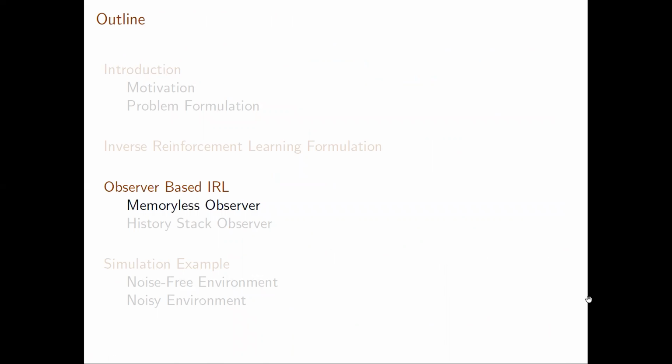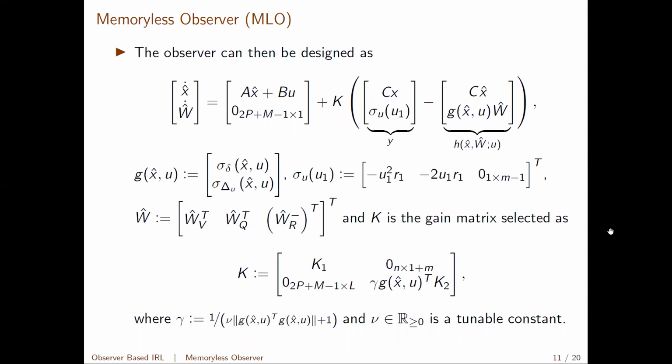Let's get into the memoryless observer. The first observer we're designing is a memoryless observer, so it's just taking the current measurement and formulating an observer to estimate both the state and the unknown weights. This is the general formulation, where this is our measurement vector and our measurement model. And we're going to be designing K in order to estimate these online. This is going to be a block diagonal matrix. We're designing K1 and K2.